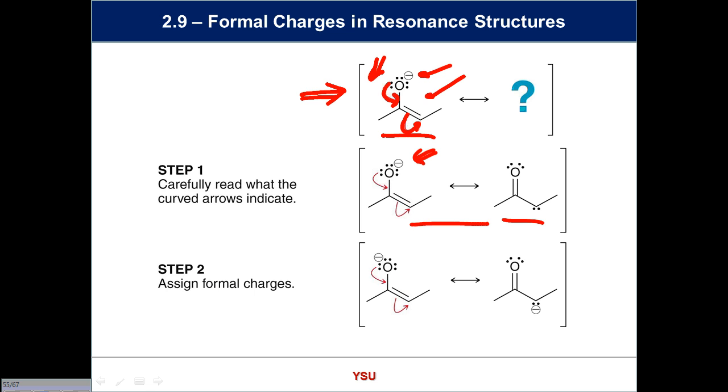I can't lose charge here. I can't destroy charge. I can't create charge. So where do I need to go? What do I need to do here in this picture to make it make sense? I need to put a negative charge someplace. Wake up!